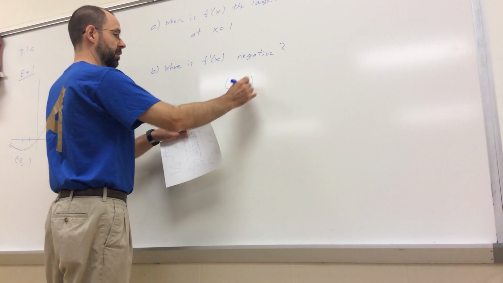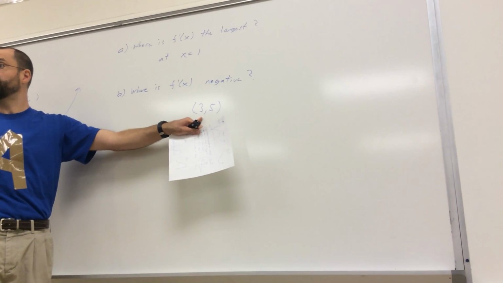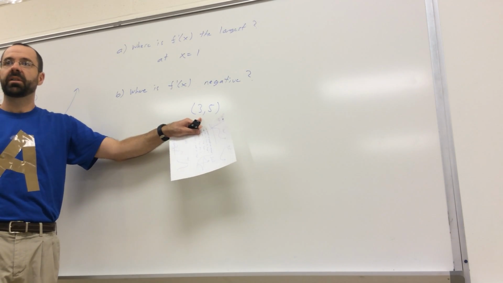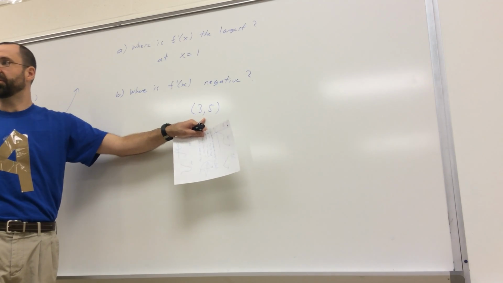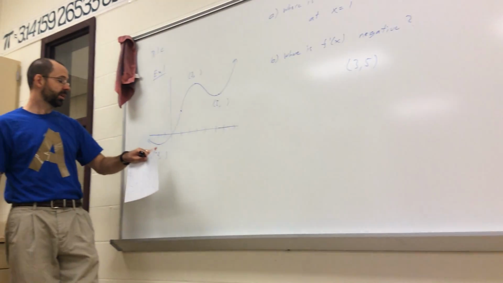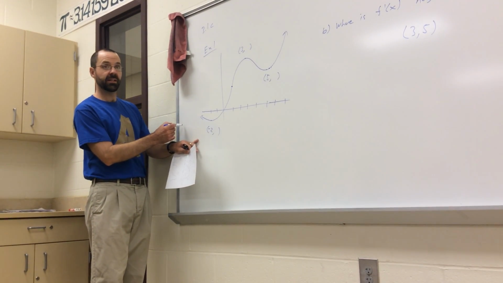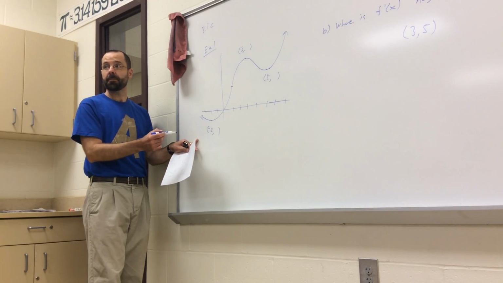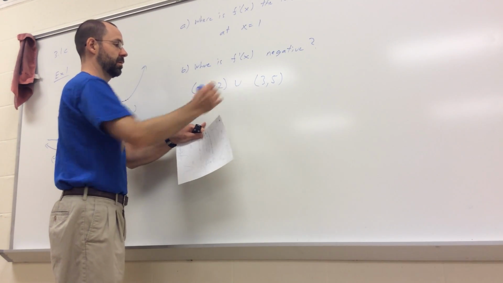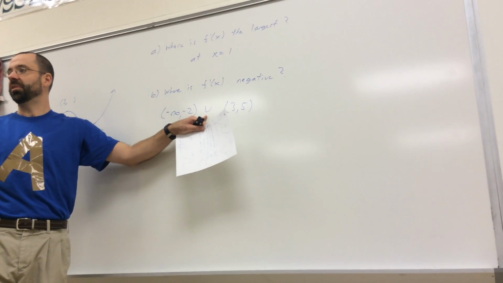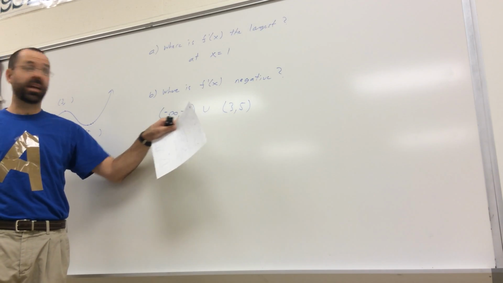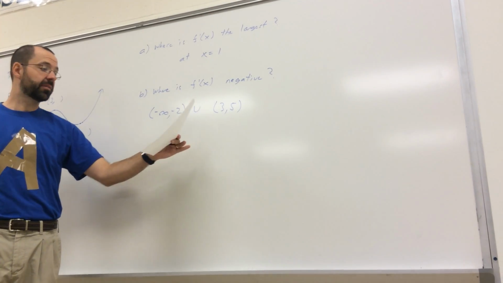So in other words, at 3.1, the slope is negative. At 3.2, the slope is negative. At 3.34, it's negative. At pi, it's negative, et cetera, right? At all of those points in between 3 and 5. Okay, and then also from negative infinity to negative 2, right? And then you can put the U symbol in saying union of those. So I'm saying on this interval the slope is negative, and also on that interval the slope is negative.